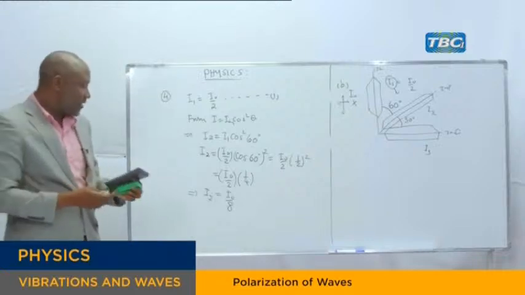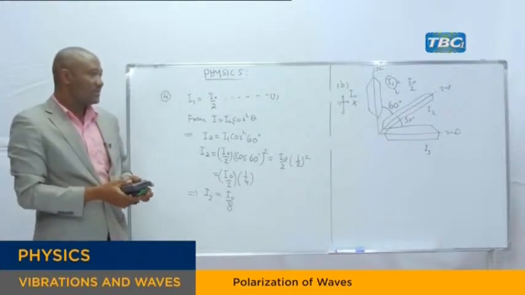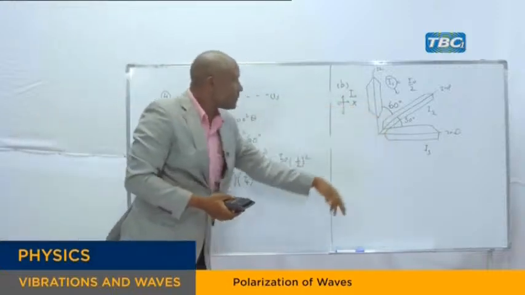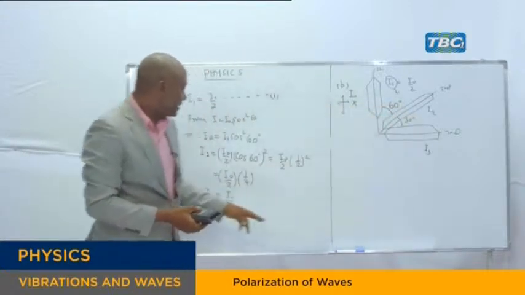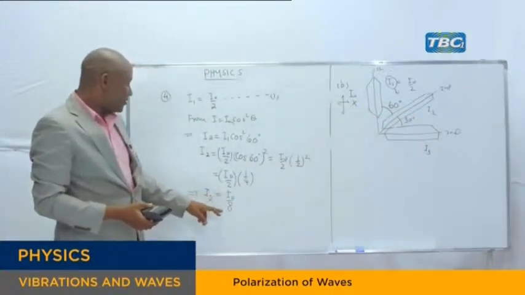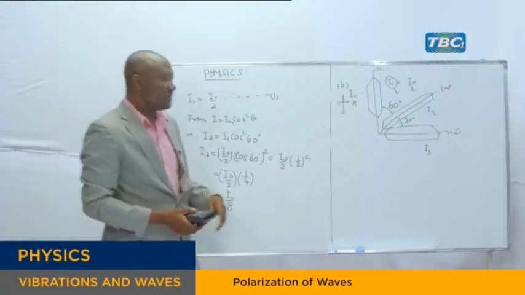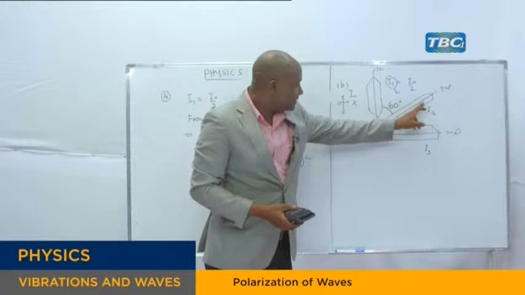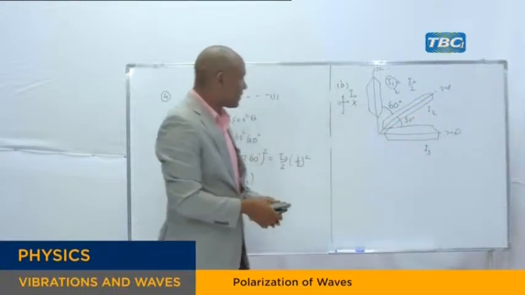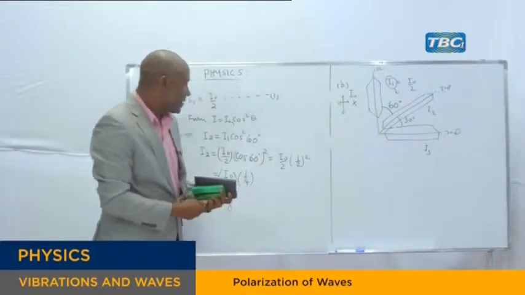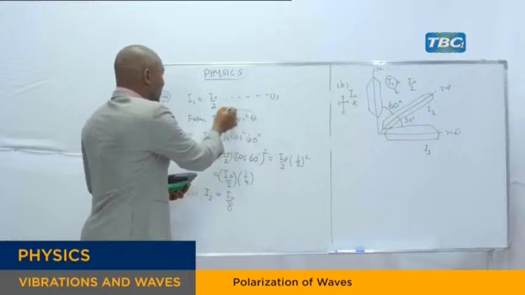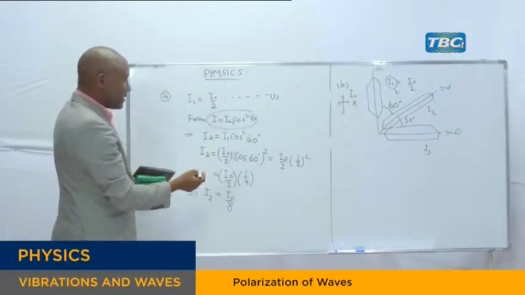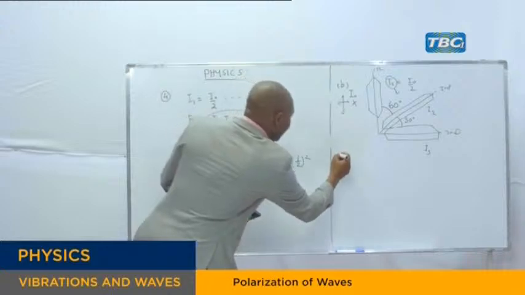So from there you can see how much is produced from the second polarizer here. From this we get I2 equals I naught over 8. What will be the final intensity, from the middle polarizer to the last one? You can use the same formula, but the angle there is 30 degrees, and we have I3.